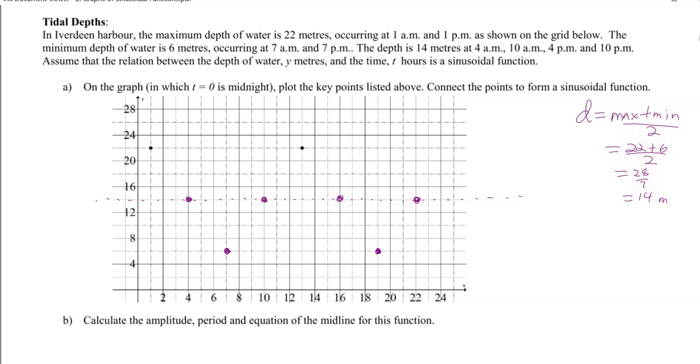1, 2, 3, back to the middle. 1, 2, 3, up to the max. 1, 2, 3, back to the middle. 1, 2, 3, down to the minimum. 1, 2, 3, back to the middle. And if we went 1, 2, 3, we would be back to the maximum. That would happen at 1 a.m. again, right? In this case, it would be 25 hours after we started, right? But 24 hours would be midnight. This would be back to 1 a.m. the next day.